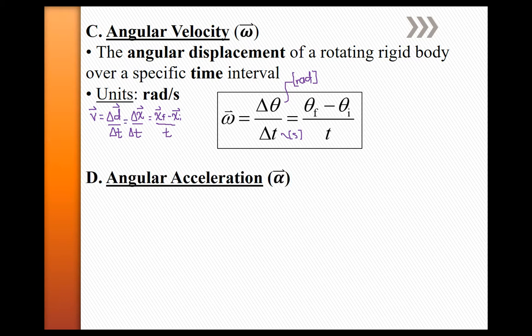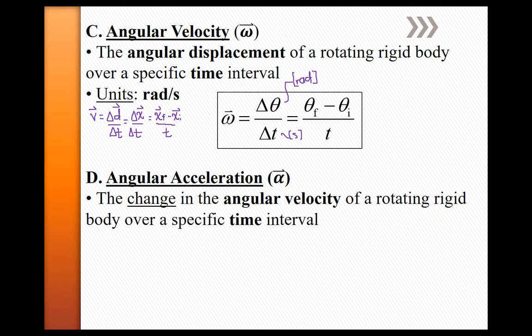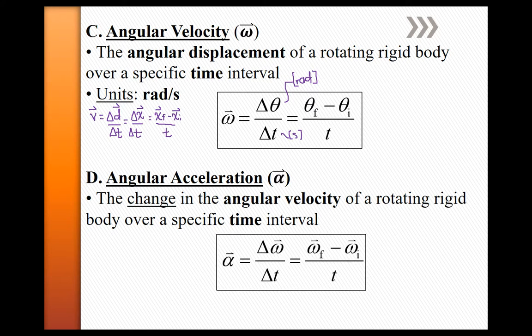Okay, let's take a step up now and go to accelerations. We're going from displacement to velocity to acceleration. Angular acceleration is represented by the Greek letter alpha. Lowercase alpha looks kind of like a little fish symbol. How would we define acceleration in terms of linear motion? Acceleration is the rate at which your velocity changes. Therefore, angular acceleration should be the rate at which your angular velocity is going to change, or the way I've worded it here, the change in the angular velocity of a rotating rigid body over a specific time interval. And we can calculate it by alpha is equal to delta omega over delta t, which is omega f minus omega i divided by t.